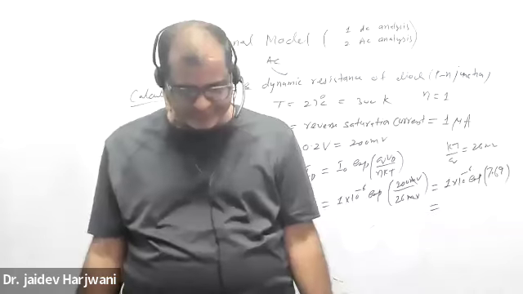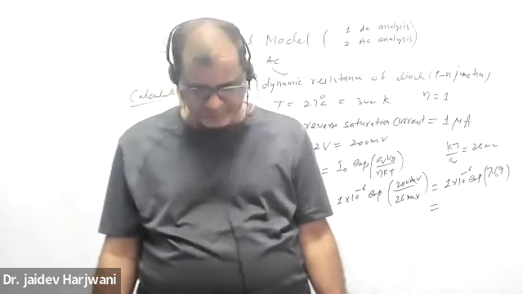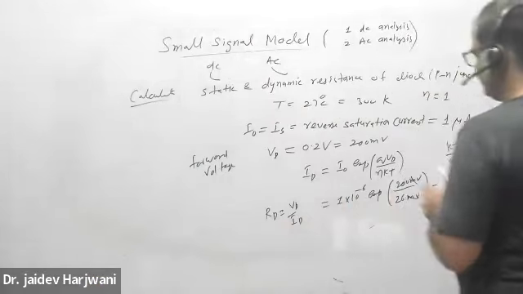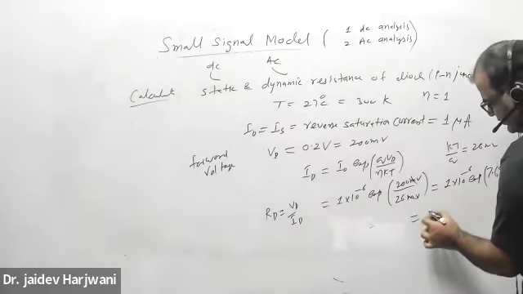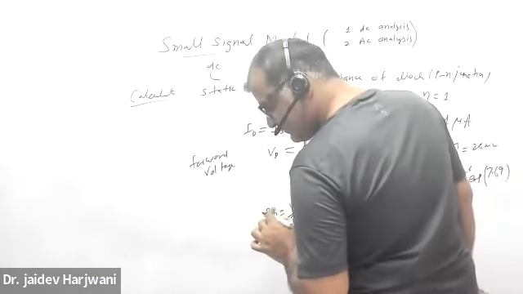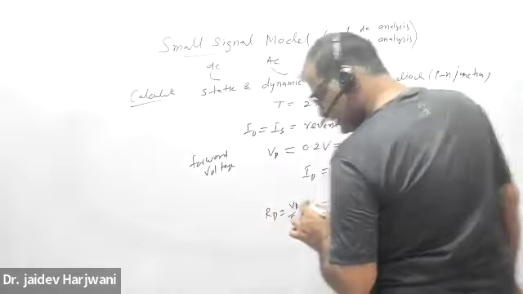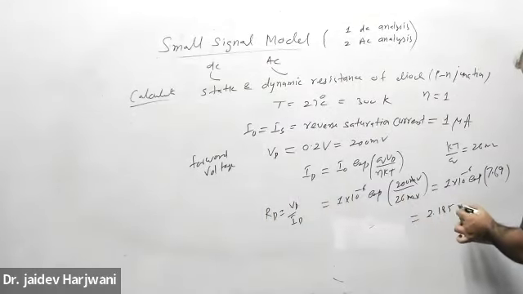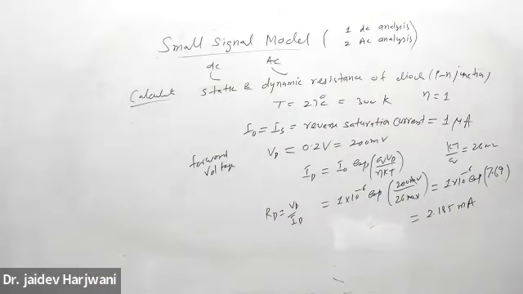So the current is coming 2.186, I am saying current 2.86. Exponential, yes sir. So this is milliampere or ampere? It will be milliampere. Okay, so this current is because this is 10 to the power minus 6 and something here. So this will be your current.